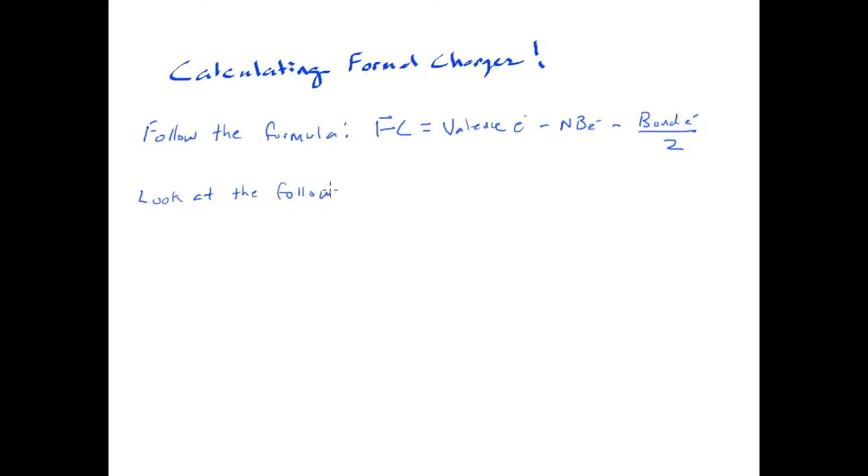So let's look at the following example, and let's figure out how to calculate the formal charge of the oxygen atom in the following. I'm just going to write it up here: HSO4 minus, so this is the conjugate base of sulfuric acid, and I've already shown you here that this is a minus charge, so you already know that there's a minus charge on here.